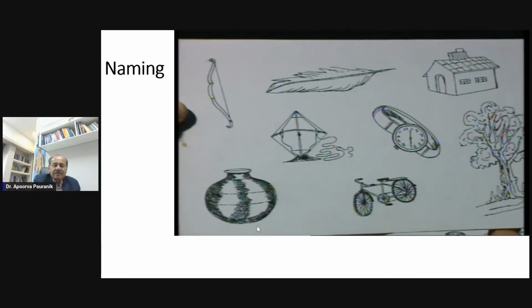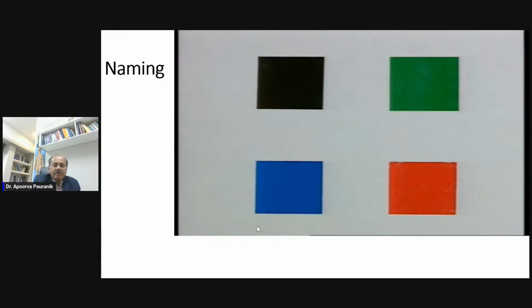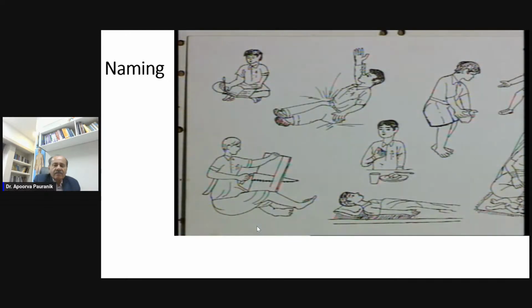The naming is also continued with respect to color naming, with respect to the verbs.